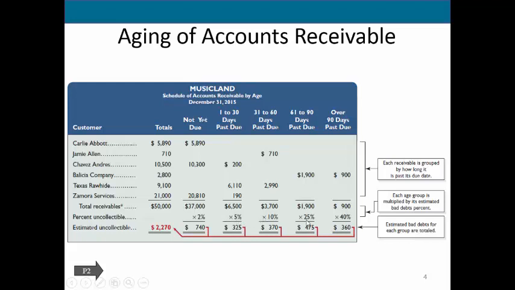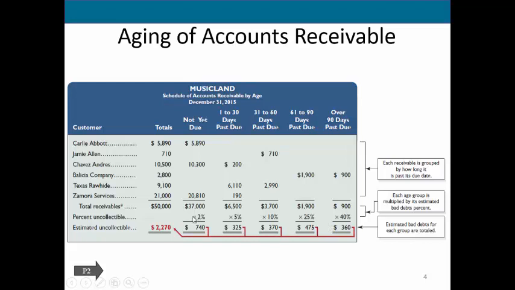And the older these accounts get, the more likely it ends up being that we're not going to get it, because simply as time goes by, most people pay, and the longer it goes on, the less likely you're going to get this money. So that's why we see the increase in the percentage that we estimate to be uncollectible.